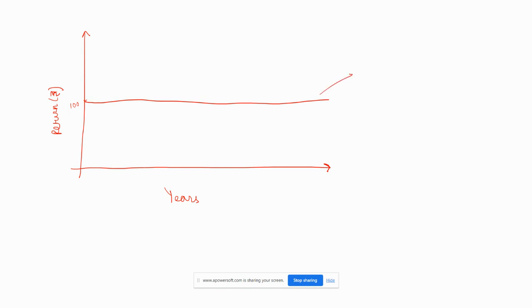Okay, and so this 100, and I draw a line over here. Now this line is nothing but my average return, which means over these 10 years, let's imagine these are 10 years, let's say this is 2010 and this is 2020. So in these 10 years the average return generated by this scheme, let's call it scheme A, has been 100.